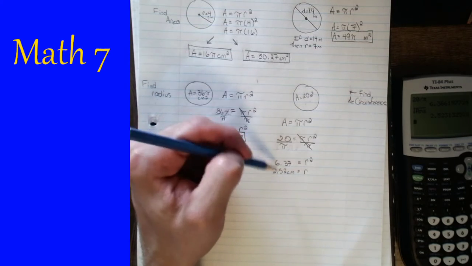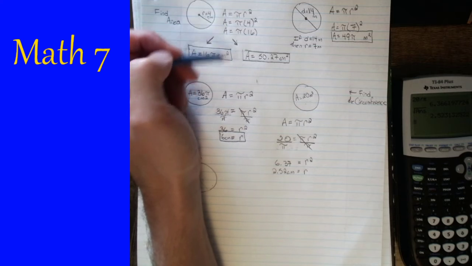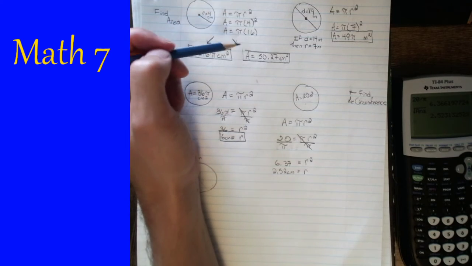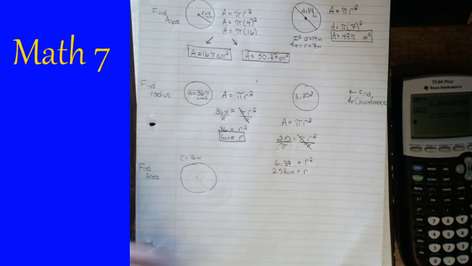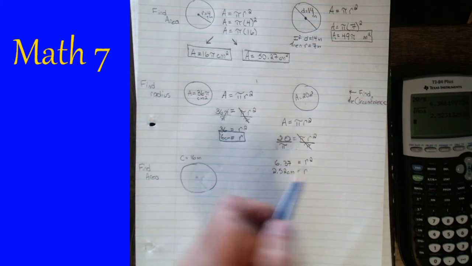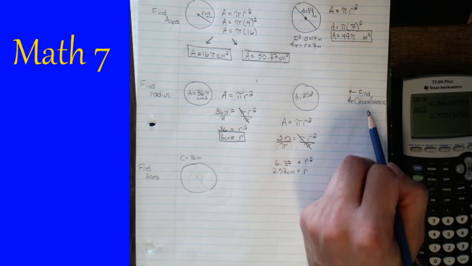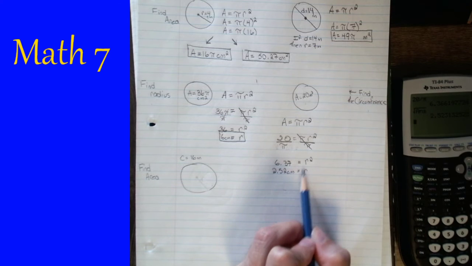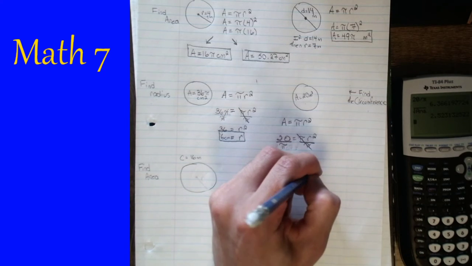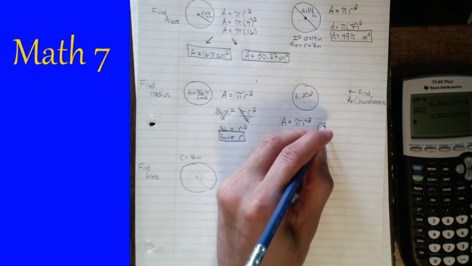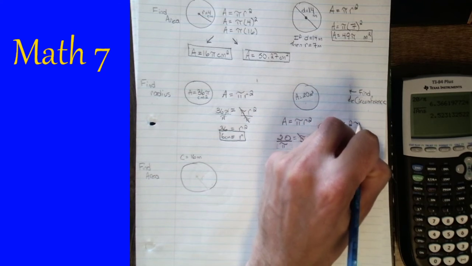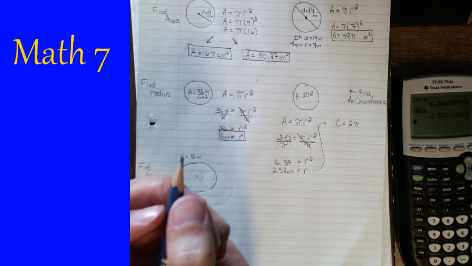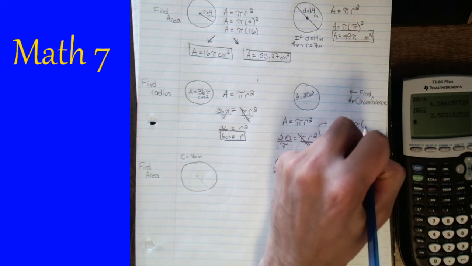And sometimes you get to the end because by force of habit, once you get an answer, you might just stop, but you have to always be asking yourself, did I actually answer the question? Have I found the circumference yet? Well, no, I found the radius. So now I have that second step where the circumference is equal to 2 times pi times the radius.